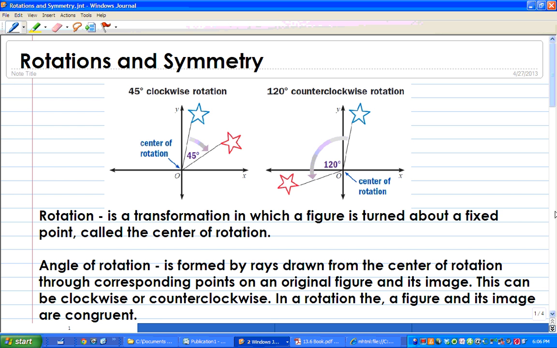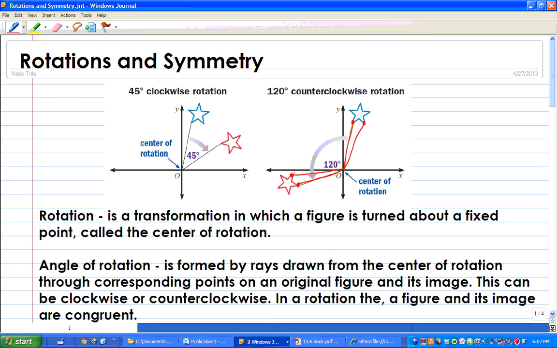The angle of rotation is formed by rays drawn from the center of rotation through the corresponding points of the original and its image. That's a little confusing, but if you look up here at the sample, here we have from the origin a line that points to this point on the star. If you rotate 120 degrees and then you draw another line, it goes to the exact same point on the star. So if you went, for example, to this point, and then you rotated 120 degrees, you come out and it goes to that point. So each point is rotated the same amount from that center of rotation.